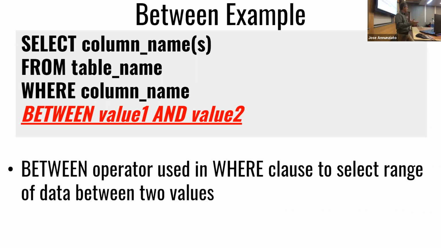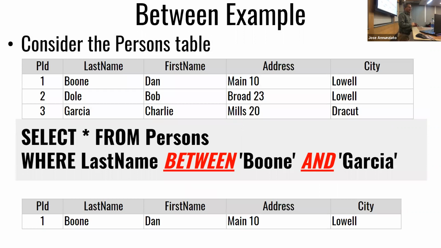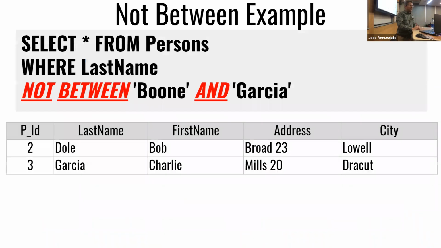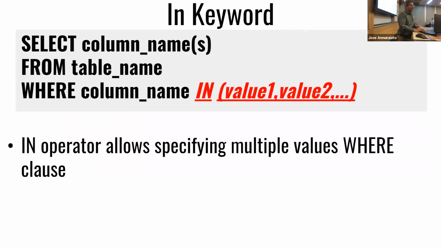If it's a string, then it uses the lexicographical, alphabetical order of the string to see if it fits into these two ranges. So here's an example of using strings where we're checking the last name is alphabetically between two strings, right? So it comes back with Dan, if it's between Boone and Garcia. You can also use a not operator to calculate the inverse, the ones that don't match this criteria.